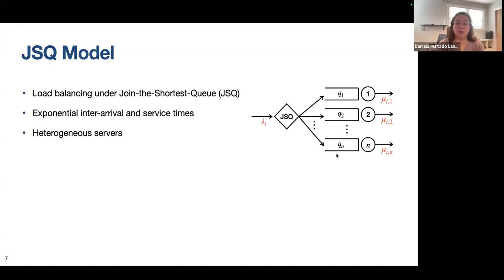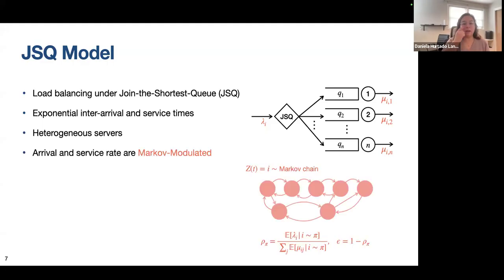And then each of the servers operates independently, not independently in the probability sense, but independently as in each one has their own queue and does their own work. And they have a different service rate. Each server has a service rate mu_ij. Now the I is there because these rates are Markov modulated, meaning that there is a Markov chain running in parallel. And the state I of this Markov chain will tell me what's the vector of arrival rates and what's the vector of service rates. And we're going to use rho as the expected load, so expected arrival rate under the stationary distribution of this Markov chain divided by the expected total service rate. And I'm going to use epsilon as 1 minus rho. So as epsilon decreases to 0, we're approaching the heavy traffic region.